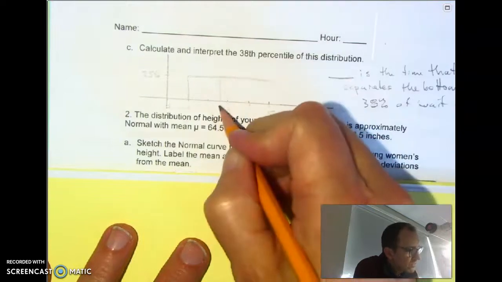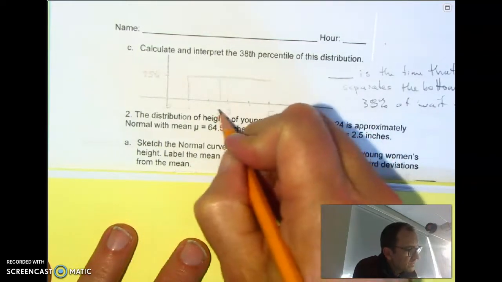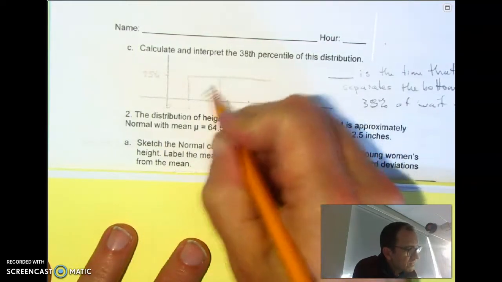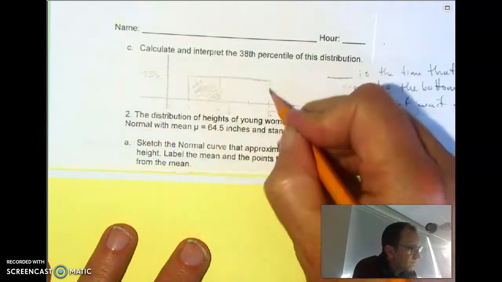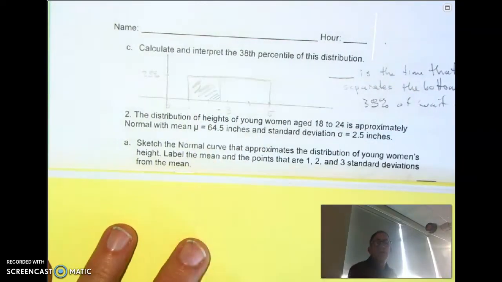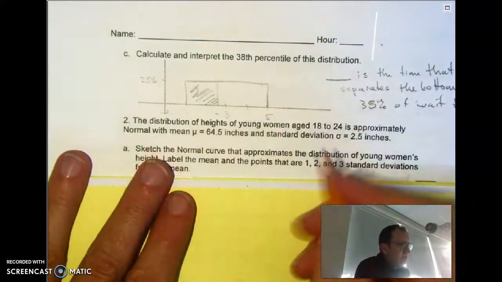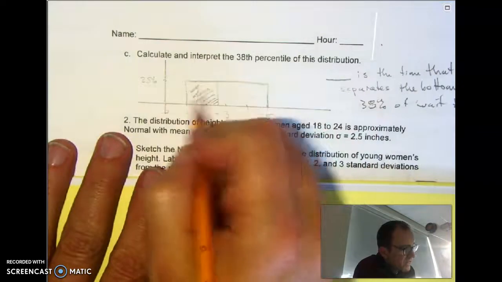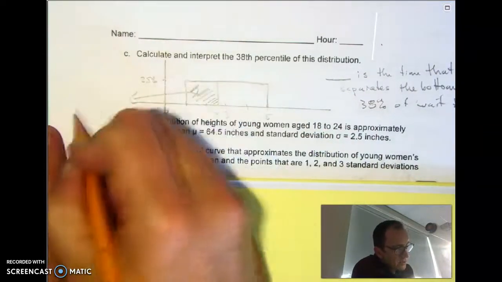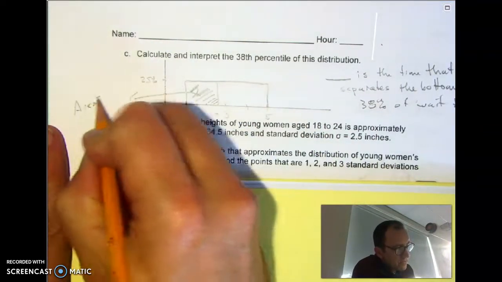So we're looking for this time, this is what we're looking for, that separates so that we have 38% of the area under the curve shaded here. Well, this is a rectangle. We know the height of the rectangle. We know the area we want. This time the area here has to equal 0.38.